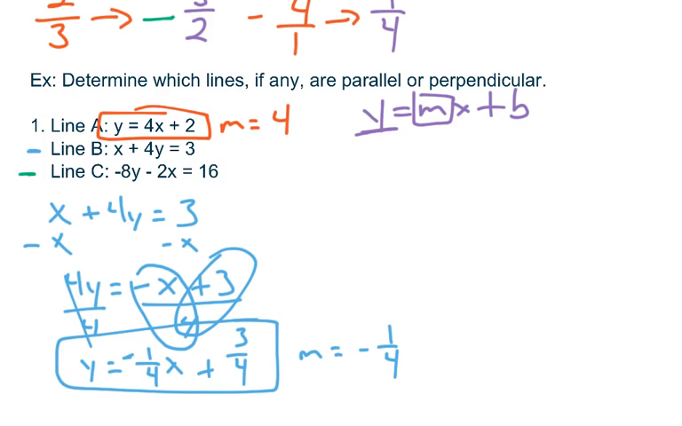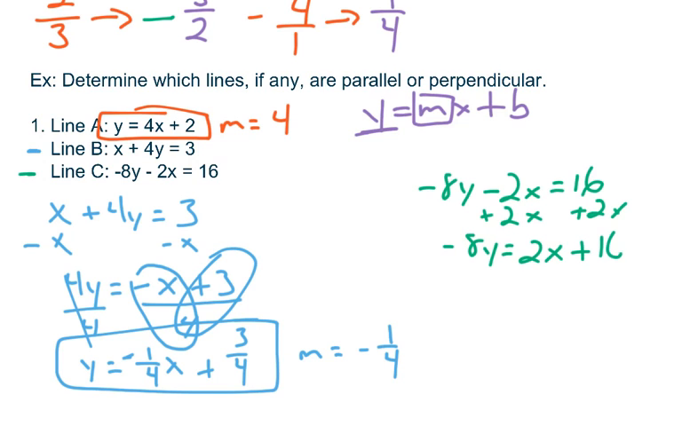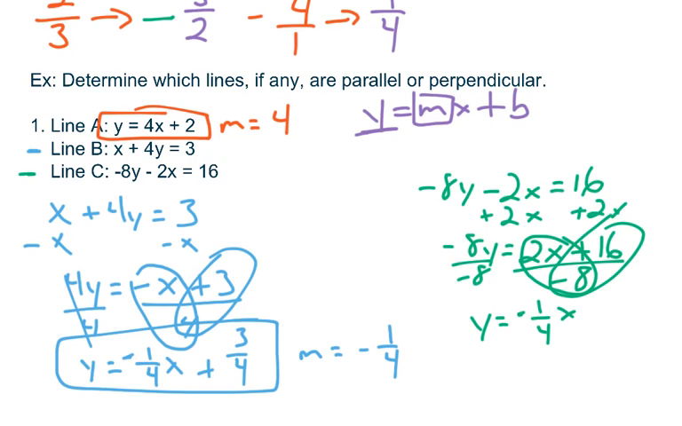I'll do line C in green. We've got negative 8y minus 2x equals 16. We'll add 2x to both sides, so negative 8y equals positive 2x plus 16. Again, we need to get rid of the number in front of y, so we'll divide both sides by negative 8. We'll have y equals 2 over 8, which simplifies to 1 over 4, but it was positive over negative, so it's going to be a negative 1/4, and we'll have an x. We could do 16 divided by negative 8, that's negative 2.